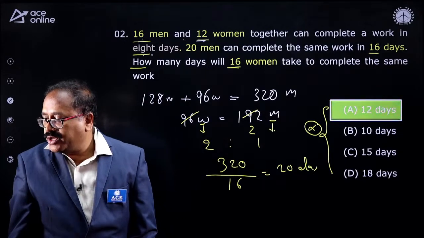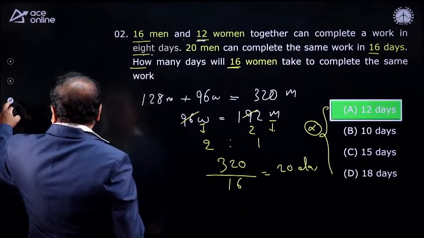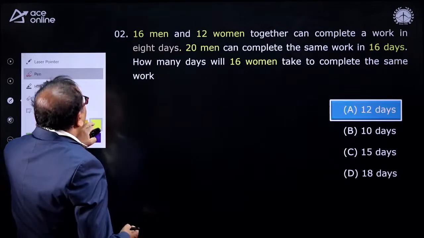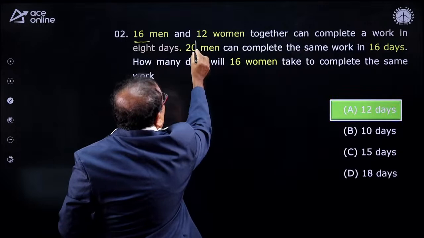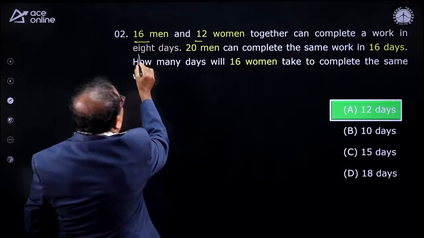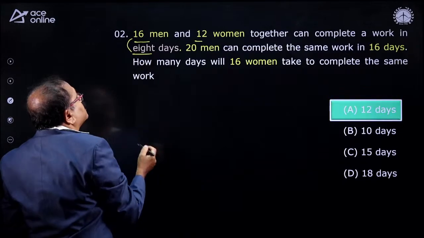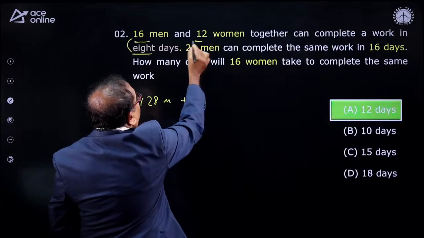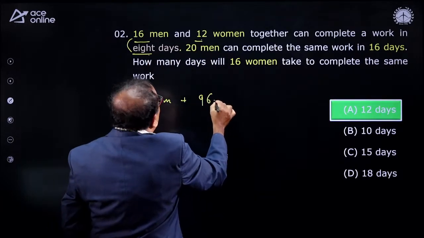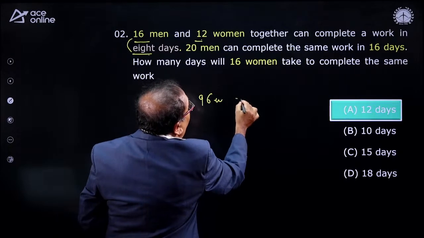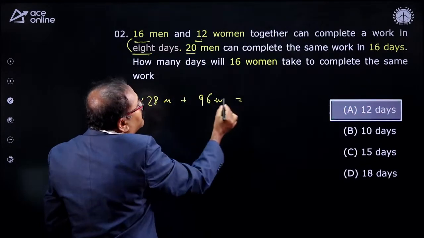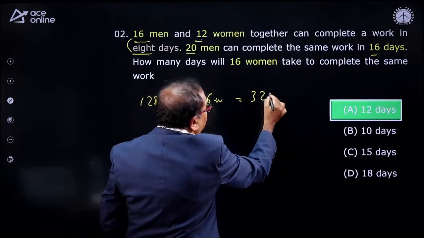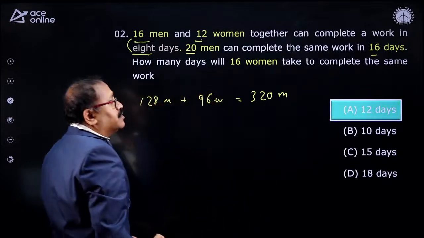Basic Gyan is saying 10 days. Okay, let's check this once again. When all of you are giving different answers, so that 16 men and 12 women can complete a piece of work in 8 days. 16 into 8, that comes 128 men, plus 8 into 12, 96 women, and this work is equal to 20 men can complete the same work in 16 days. 16 into 2 is 32, 320 men.